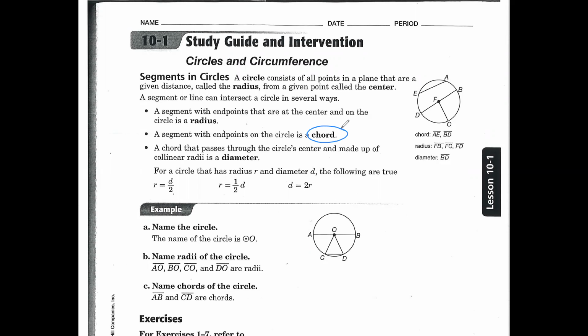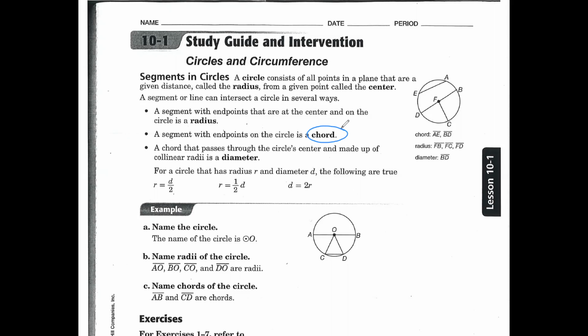So the rest of these, circle, radius, diameter, center, those are all things that you should already be familiar with, right? We know what a circle is. This round object over here is a circle. Again, we know what that looks like. Now, the definition of a circle is that a circle consists of all points in a plane that are a given distance called the radius from a given point called the center. So F is our center of that circle.